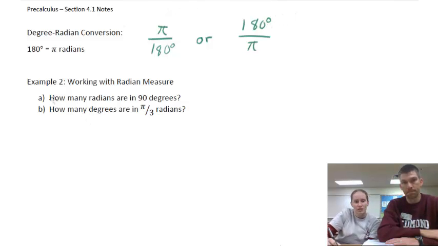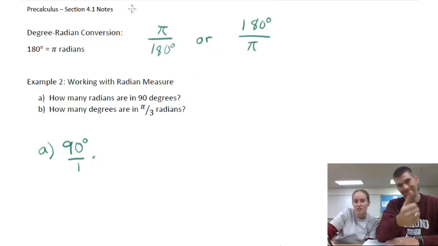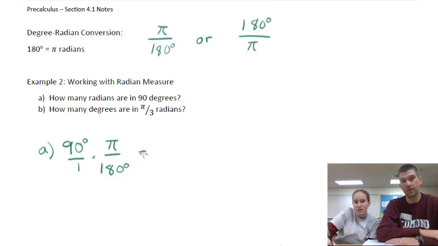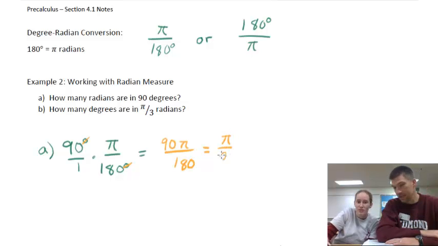So here is our example. Part A, how many radians are in 90 degrees? If we take 90 degrees, we want to cancel the degrees out, so we'd pick the fraction pi over 180, which cancels out the degrees. You could write this as 90 pi over 180, but then we need to simplify that fraction. 90 over 180 is 1/2. So that's pi over 2.